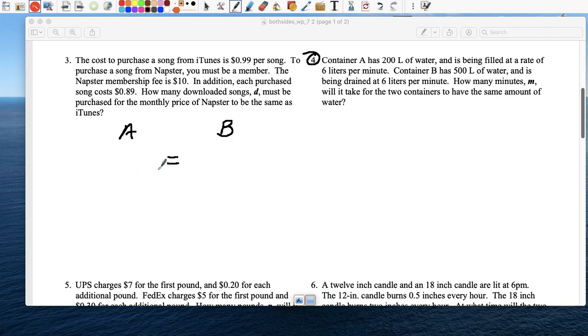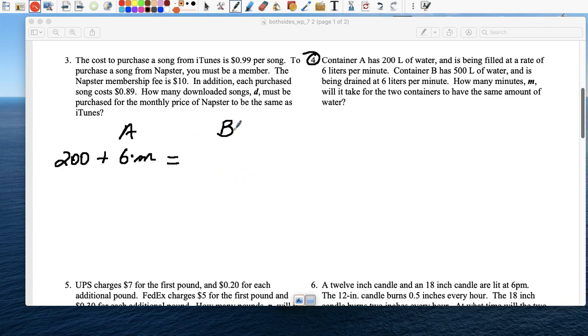Container A has 200 liters of water. It's being filled at a rate of 6 liters per minute. So we have 200 liters already in the container. And we're adding, right? Because it's being filled, so it's increasing at 6 liters per minute.